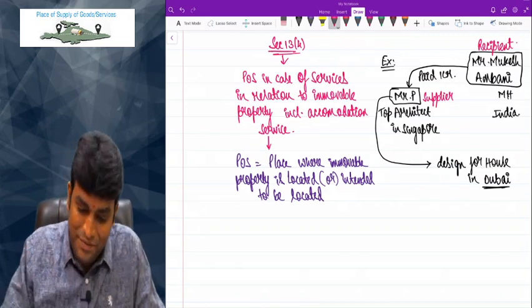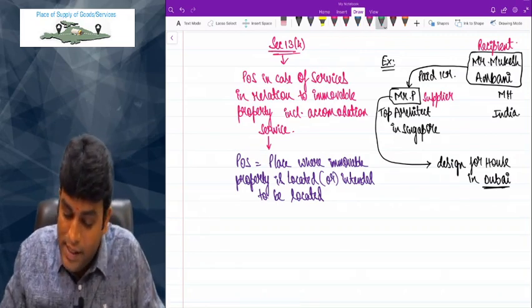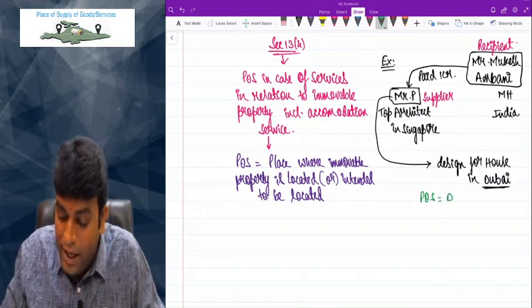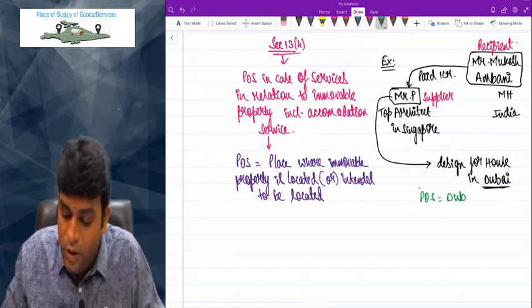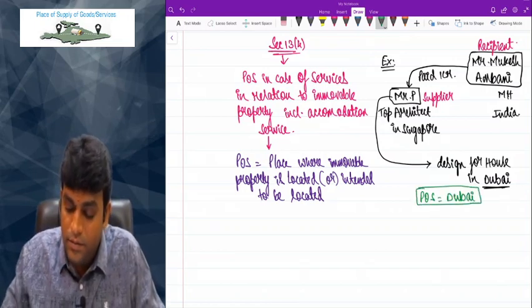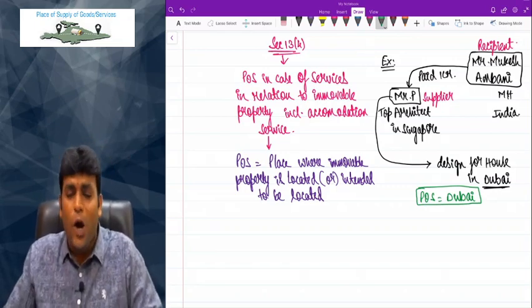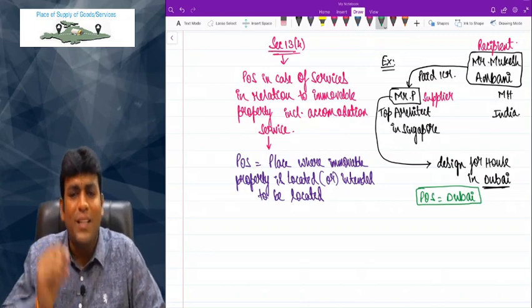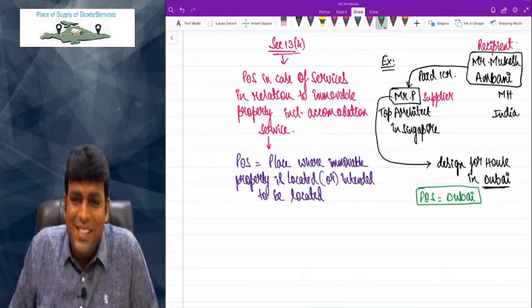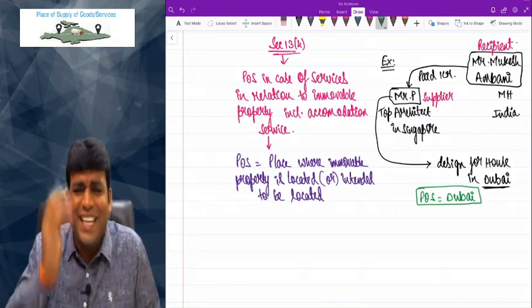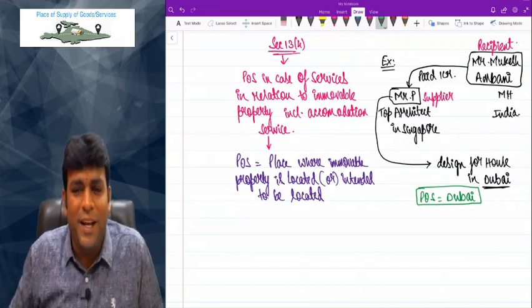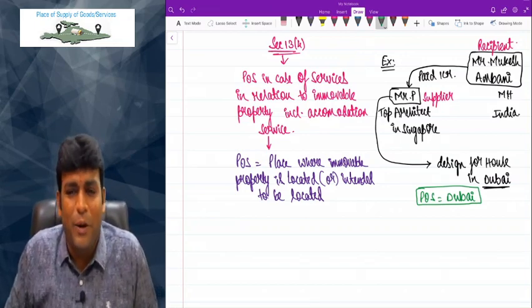Clear? Good. Tell me, friends, for this example, what will become place of supply? Place of supply will become Dubai. Because place of supply is the place where immovable property is located or intended to be located. Same like 12.3. Make sense? Wonderful. That's it. Take it, sir. What more I should explain in this? Take it. No doubt about it. Please write up.